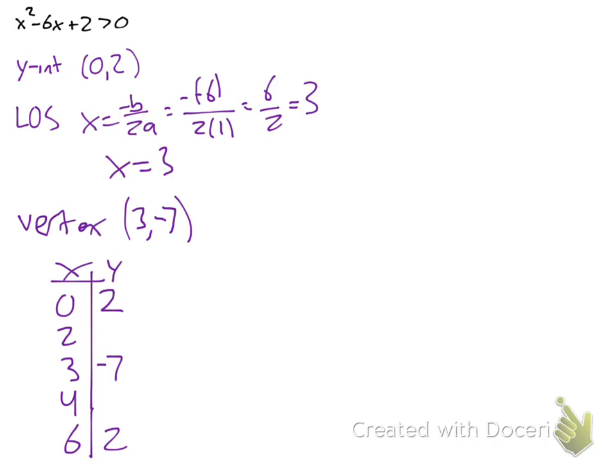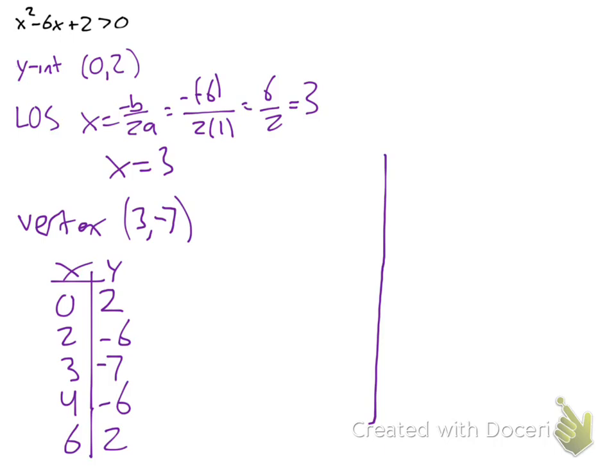Now you have to ask yourself, what's easier, putting a 2 in or putting a 4 in? I think the smaller number is generally a little bit easier. 2 squared is 4. 2 times negative 6 is negative 12. So 4 minus 12 is negative 8, plus 2 is negative 6. Okay, now I have to decide, is this a solid or dotted graph? Well, if I'm looking at my inequality, it does not say equal to. So therefore, it has to be dotted.